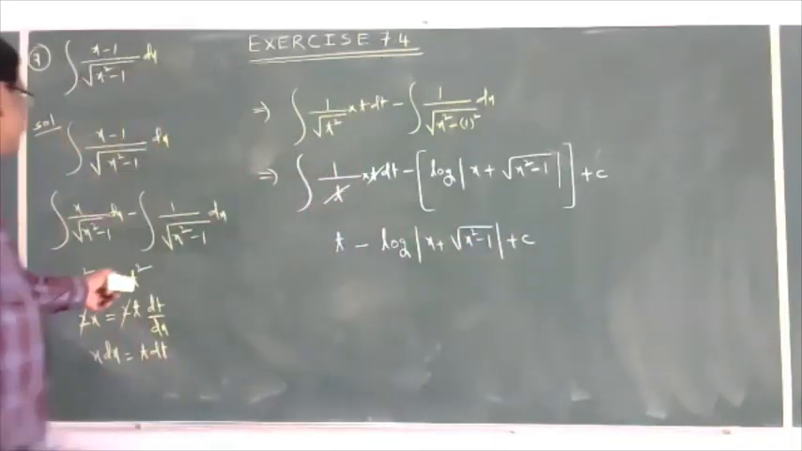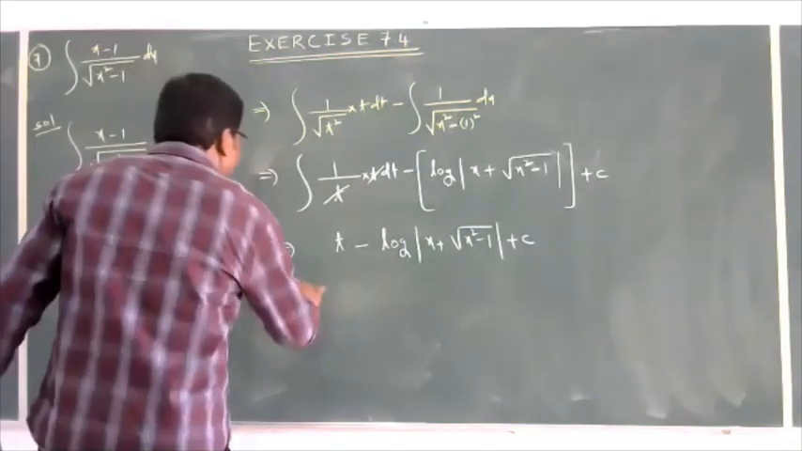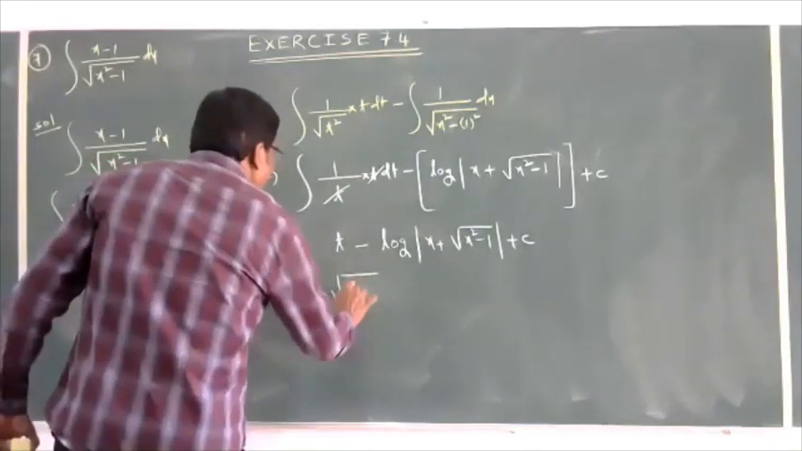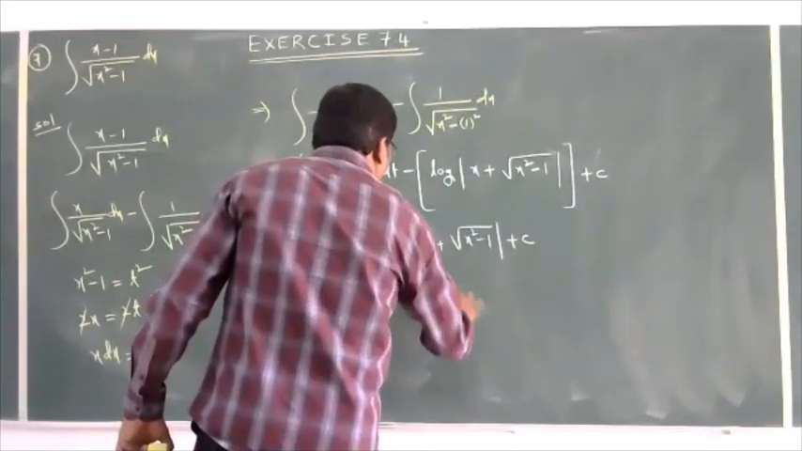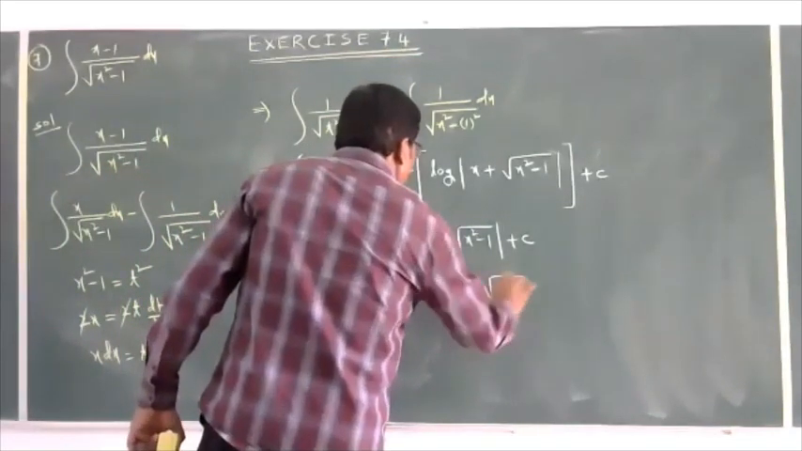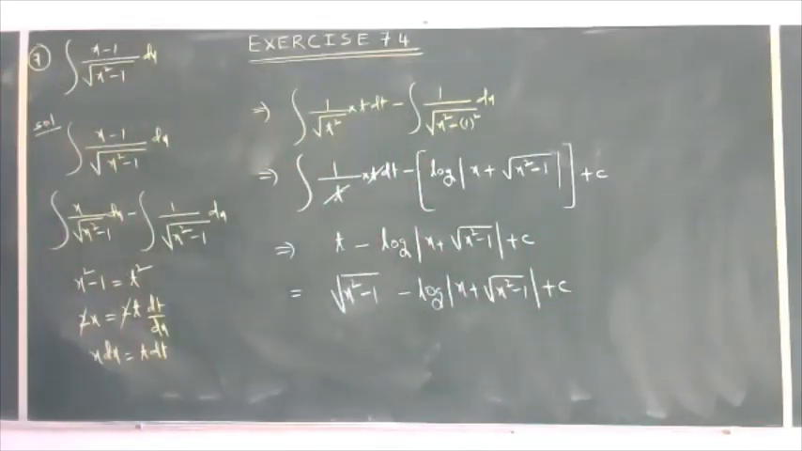Here what is the substitution? t square is equal to x square minus 1. t is equal to root of x square minus 1. That is equal to root of x square minus 1 minus log mod x plus root of x square minus 1 plus c. Root of x square minus 1 minus log mod x plus root of x square minus 1 plus c.